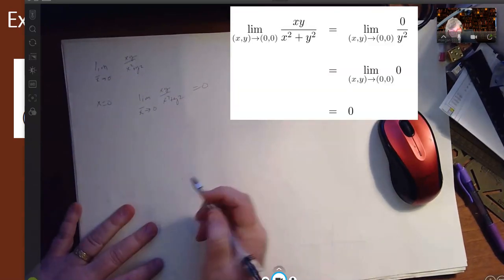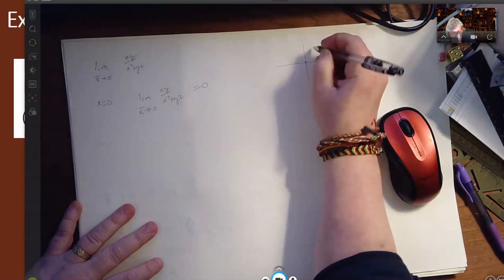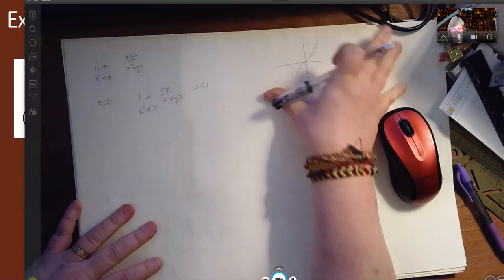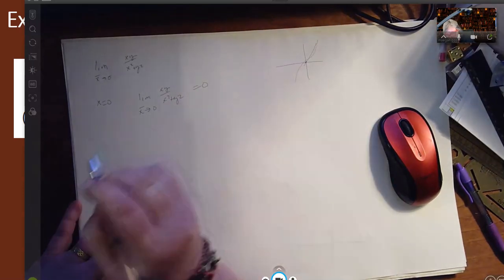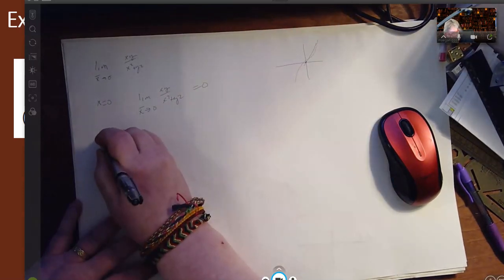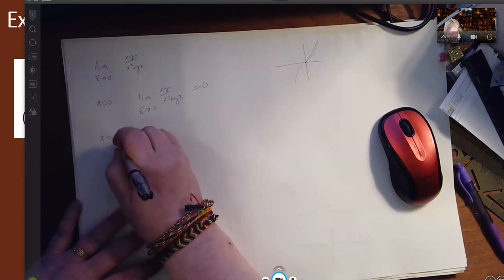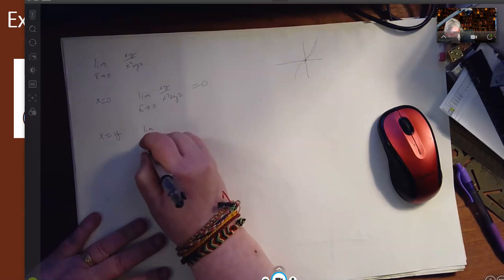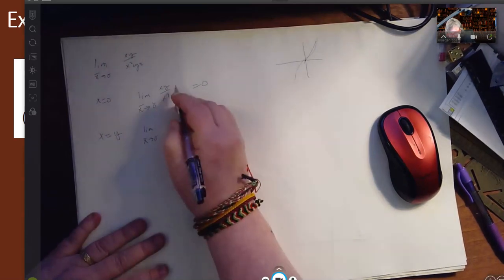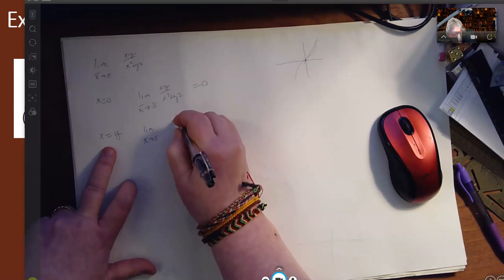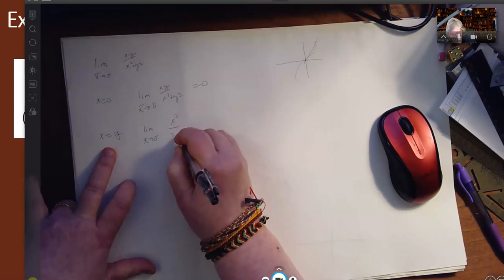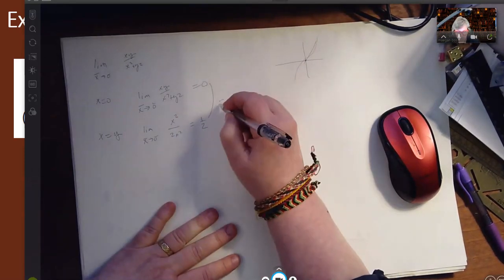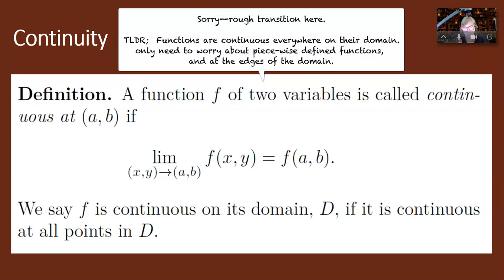Now let's try something different. Again, remember, I can approach this by x squared, or x cubed. I can approach it by x. I can approach it from any direction. I'm going to approach it by letting x equal y. So that gives me, with x equals y, x squared on top and 2x squared on bottom, which is equal to 1/2. Not equal, so the limit doesn't exist.